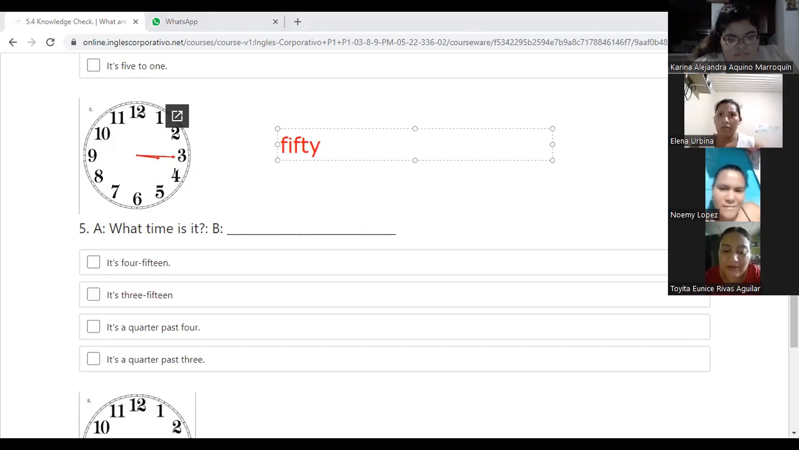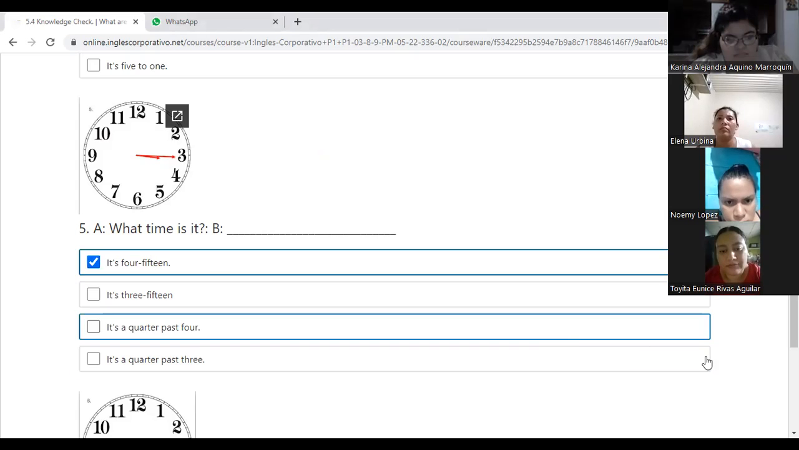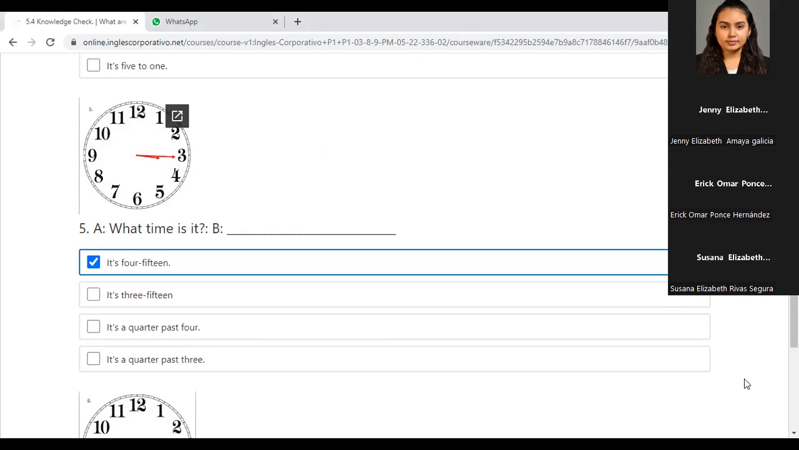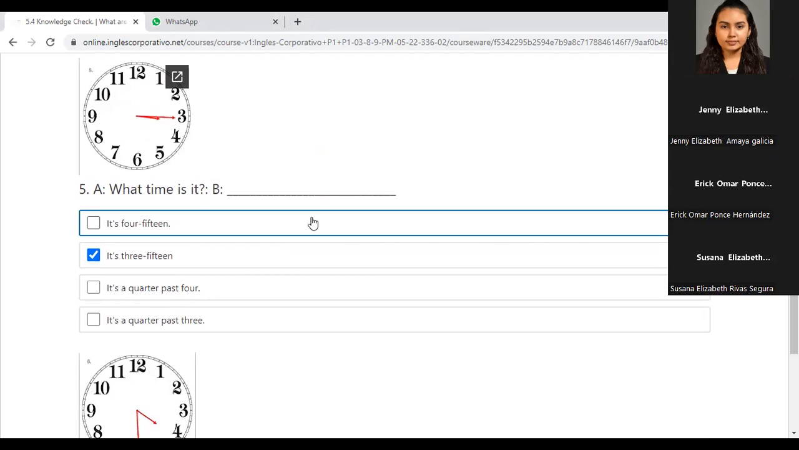¿Y en esta palabra en cuál va la entonación? 15. En la primera sílaba. En la primera, muy bien. 15. That is the difference. 50 y 15. There we go. Excellent. It's 4:15. No, it's 3:15. It's not 4, it's 3:15. Eric Omar, it's 3:15 or?